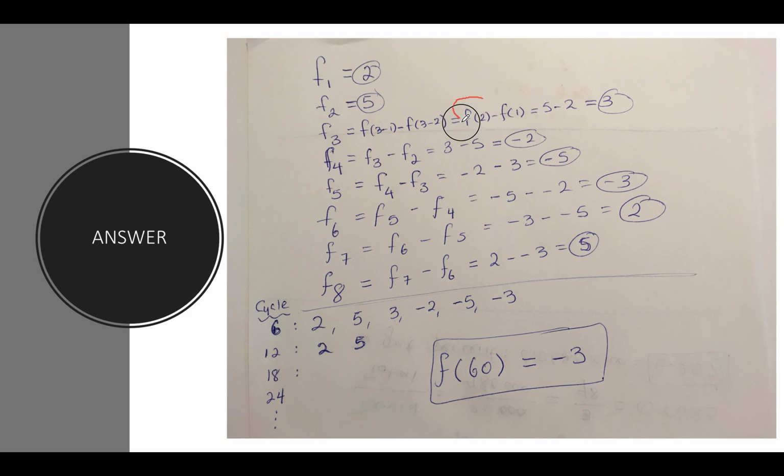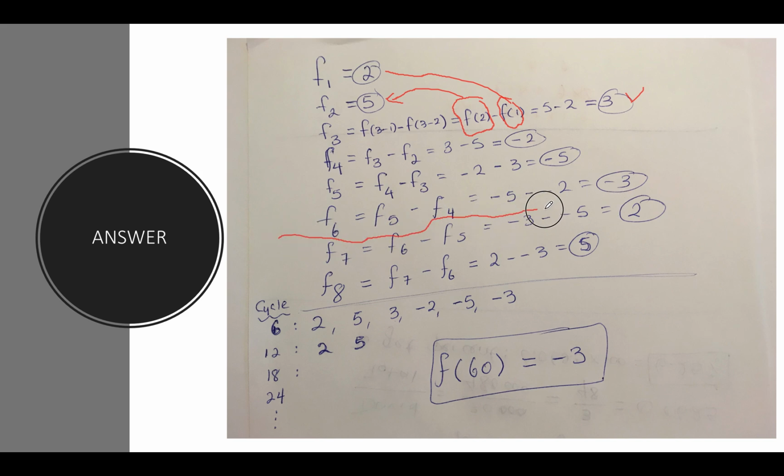What is f of 2? Well, they give it to us. What is f of 1? Well, they gave it to us. So 5 minus 2, 3. So we know f of 1, we know f of 2, and we also know f of 3. For f of 4, again, same pattern. It is subtracting the last two terms from each other. F of 5, the same thing. F of 6, the same thing. And then let's stop at f of 6.